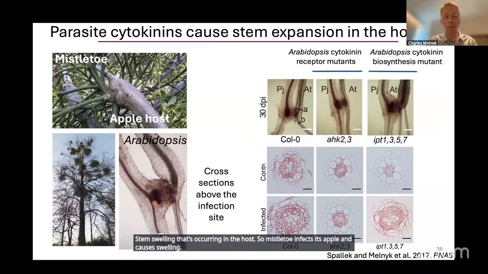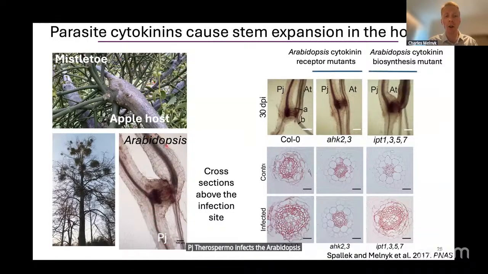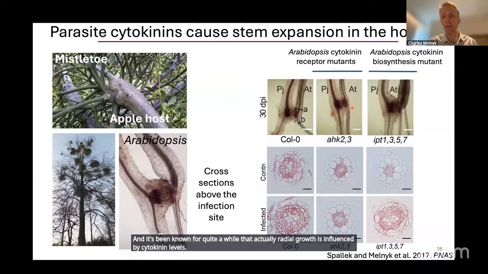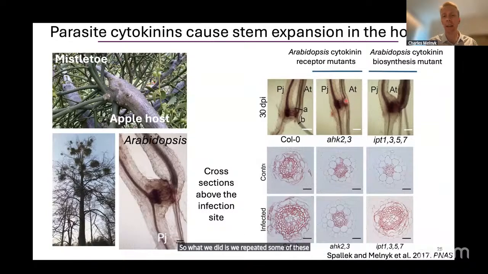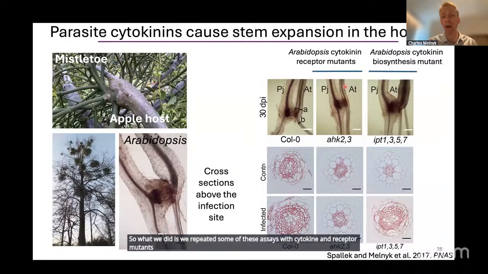Phtheirospermum infects Arabidopsis and also causes this tissue swelling. It's been known for quite a while that radial growth is influenced by cytokinin levels. So what we did is we repeated some of these assays with cytokinin receptor mutants in the Arabidopsis host, and this totally blocked our tissue expansion, or hypertrophy.